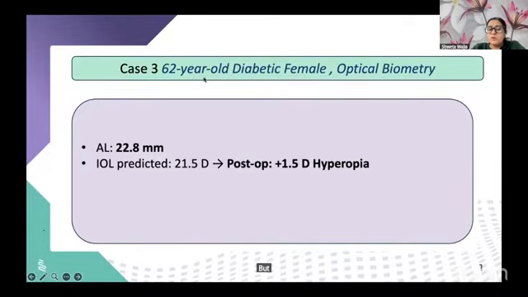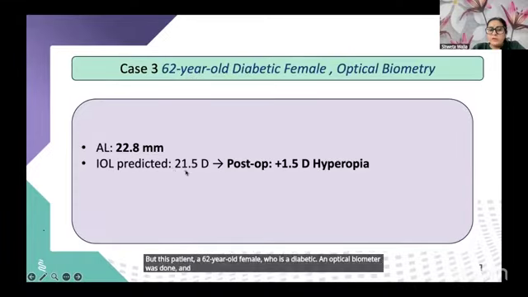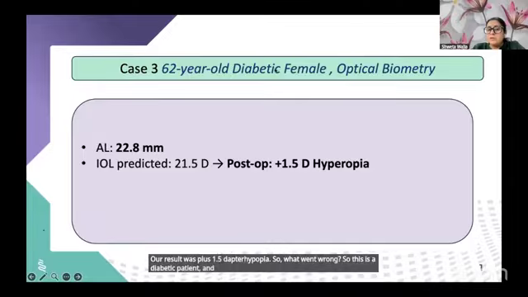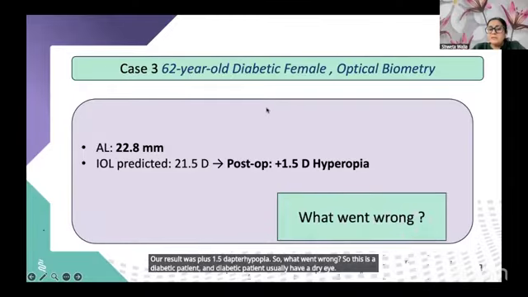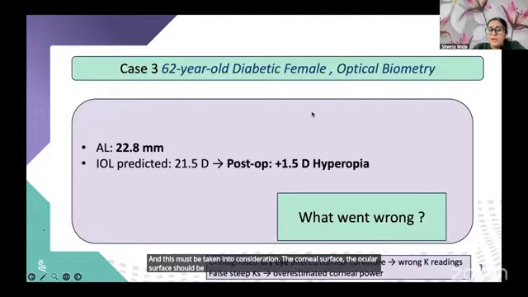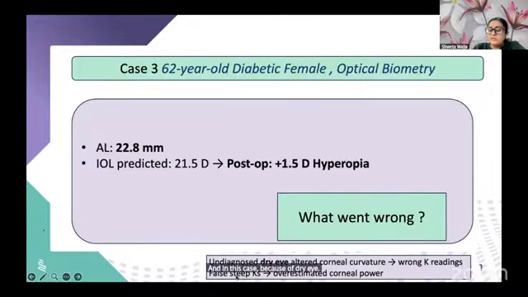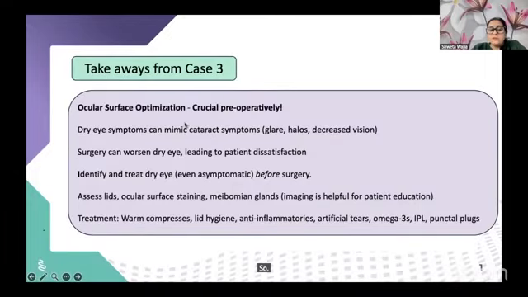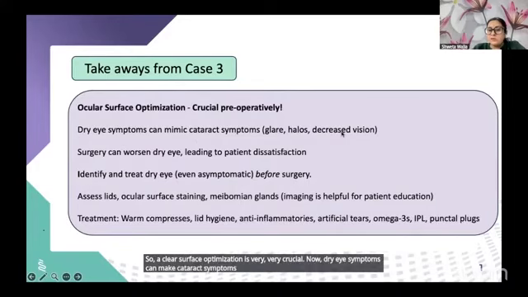But this patient, a 62-year-old female who is diabetic, had an optical biometer done and the predicted IOL power was 21.5. However, again, the post-operative result was plus 1.5 diopter hyperopia. So what went wrong? This is a diabetic patient, and diabetic patients usually have dry eye, and this must be taken into consideration. The ocular surface should be perfect. And in this case, because of dry eye, there was a false steep K, and this overestimated the corneal power. So ocular surface optimization is very, very crucial. Now, dry eye symptoms can mimic cataract symptoms like glare, halos, and decreased vision.